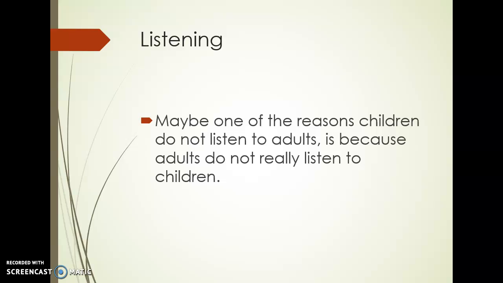Another important thing we can do to communicate effectively with children is to listen to them. Maybe one of the reasons children do not listen to adults is because adults do not really listen to children. I think a lot of times adults try to brush off the children's feelings or distract them with something else. Like maybe a child is upset about something, and instead of really trying to listen to the child and figure out what the child is upset about, an adult might say, "If you stop crying, I'll go get you a cookie." But the child probably has a legitimate reason that they're upset or crying.